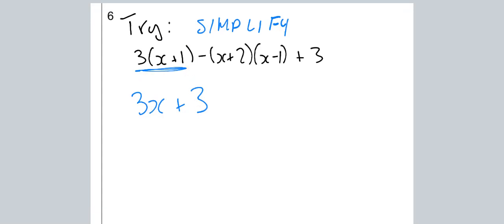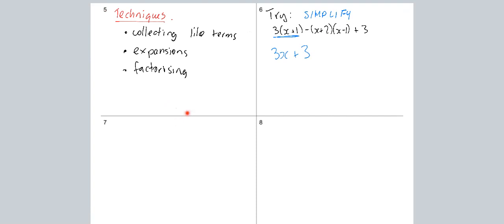Now, I'm going to zoom out and leave it zoomed out. And the next bit is the (x plus 2) times (x minus 1), which I will do in angry red.